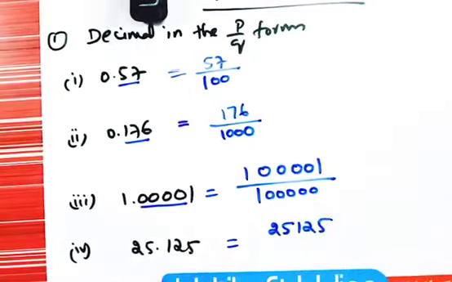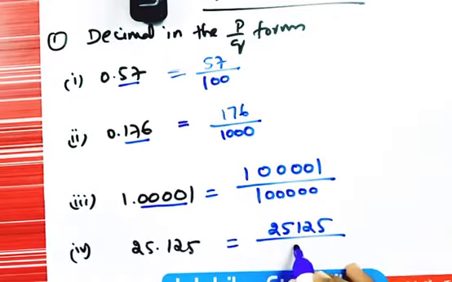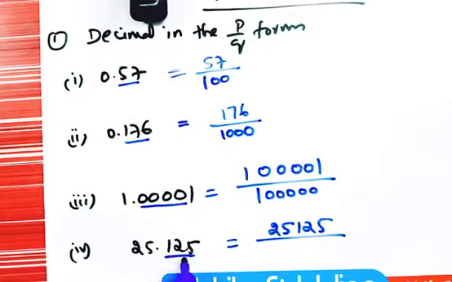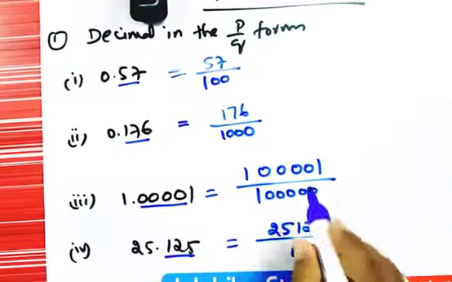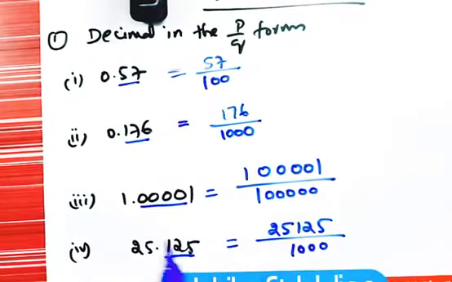First write down all the digits whatever you have in the numerator. Then in the denominator part, count the number of digits in the decimal part. Here 1 2 3, so you should keep 3 zeros, 1 2 3. So these are the p by q forms of the terminating decimals.